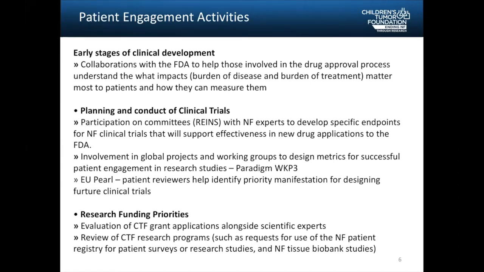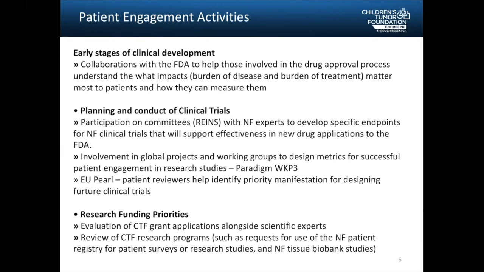Also, in another project, EU-PEARL, some of you on this call may have helped recently in a Delphi survey, where we were looking to rank the priority of manifestations for designing future clinical trials. That was an interesting project. There were definitely some learnings from that as well, and we'll continue to do more of this.